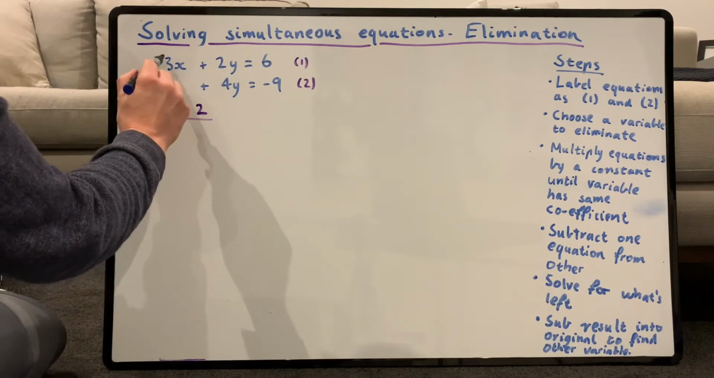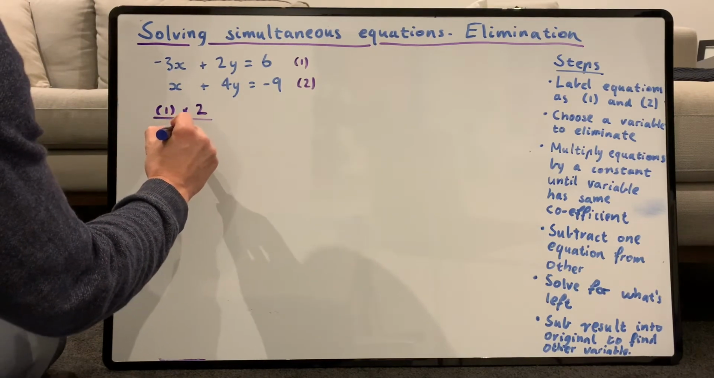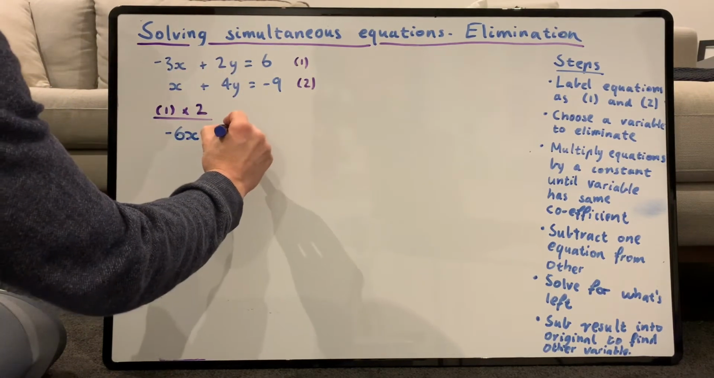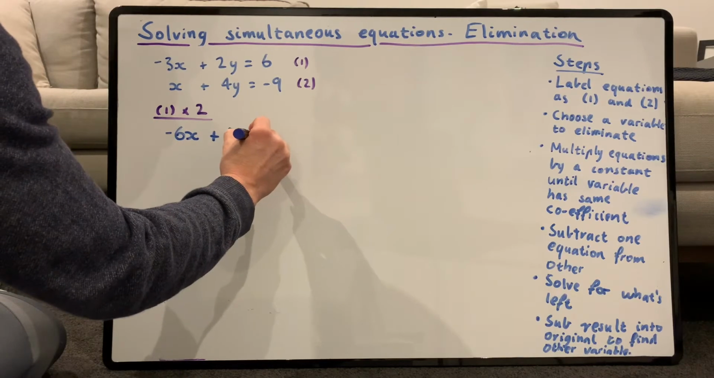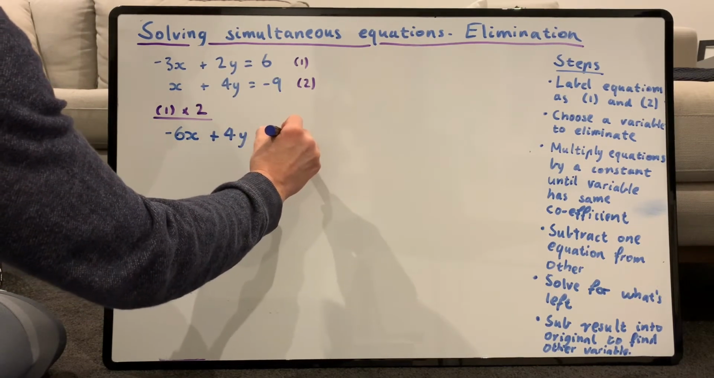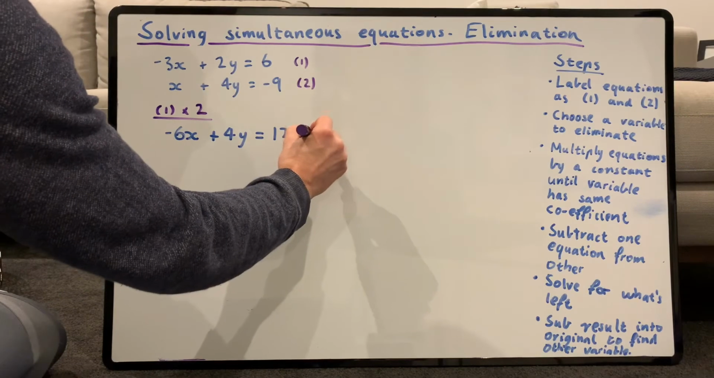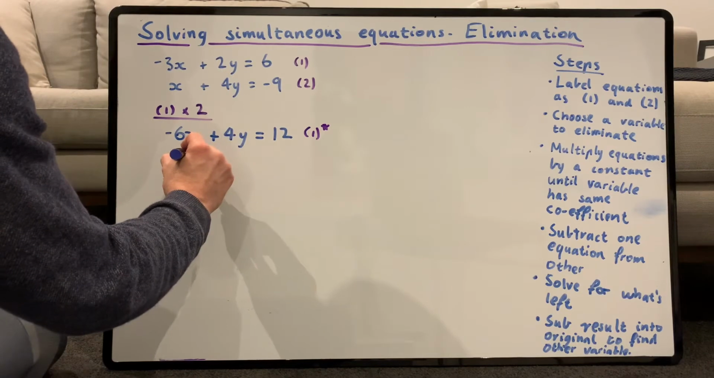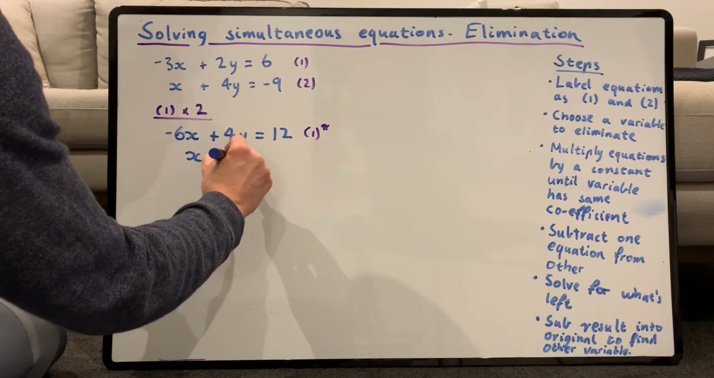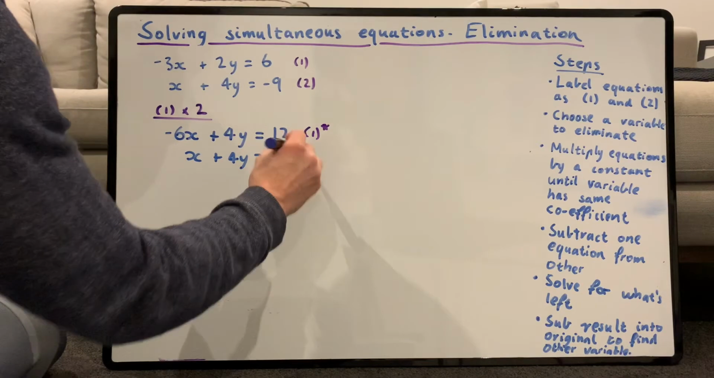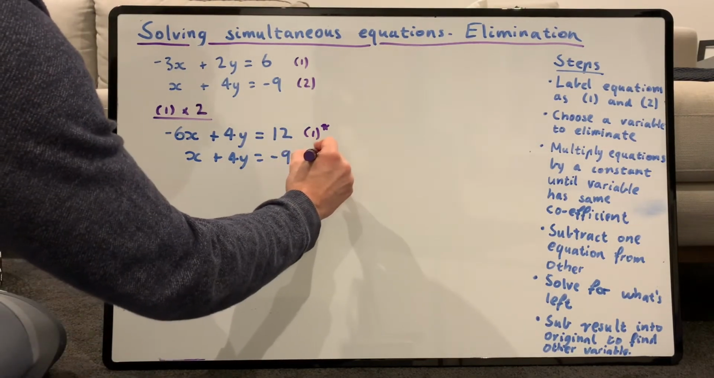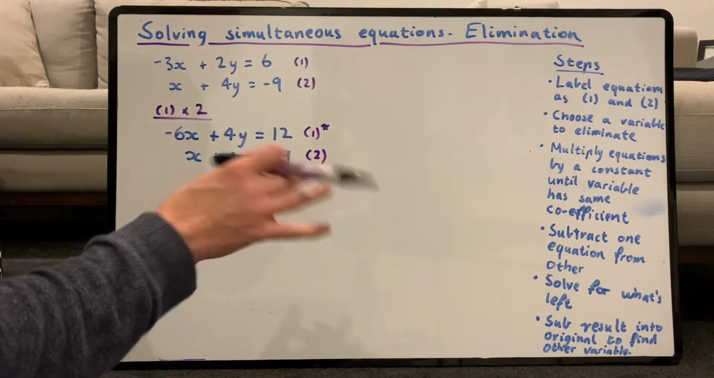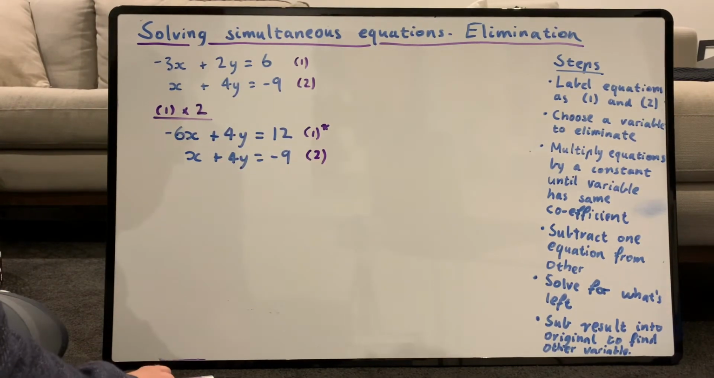All right, negative 3x times 2 is negative 6x. 2y times 2, 4y. And 6 times 2 is 12. And we'll call this 1 star. x plus 4y equals negative 9. I will say, it doesn't actually matter which one you eliminate. As long as you do your algebra correctly, you should end up with the same answer in the end.